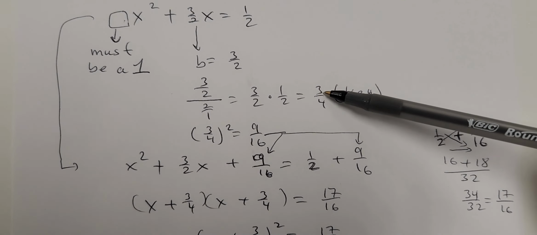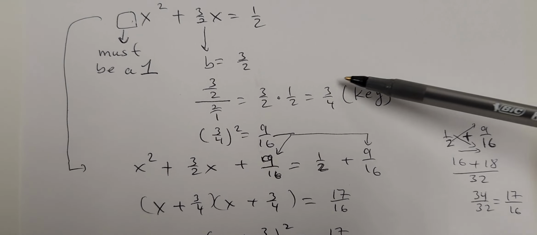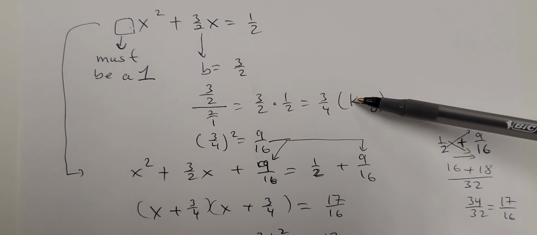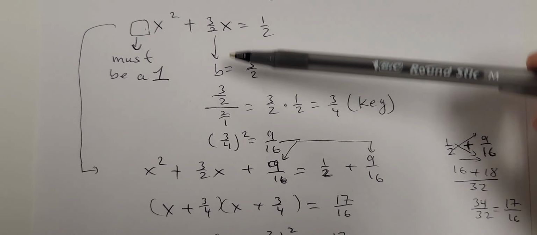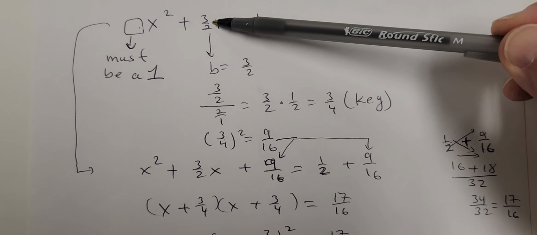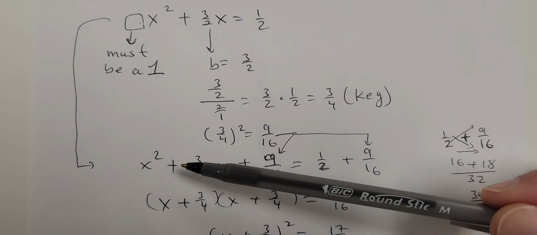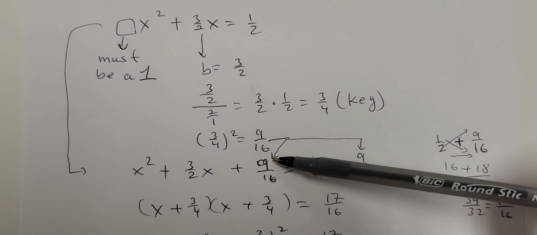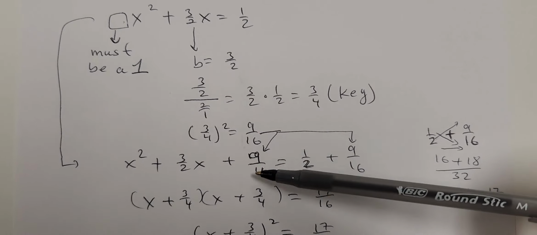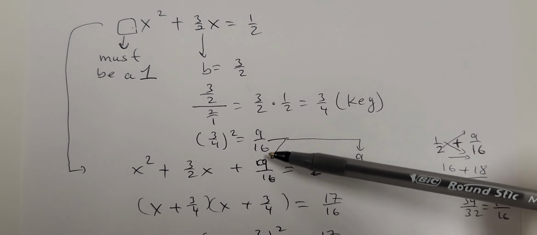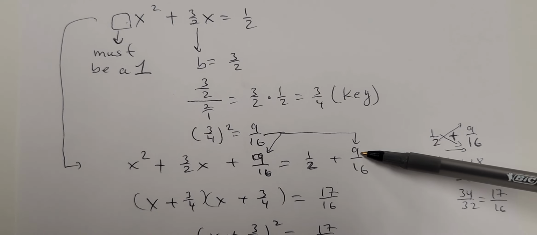Now square the 3 over 4, which is 9/16. Make sure you label that this is my key. I will need this later on when I factor. I'm going to rewrite this line down here: x squared plus 3 over 2x, give some space, equals 1 over 2. Give some space. In the empty space, this is where you add 9/16. If you do it to the left, also do it to the right.